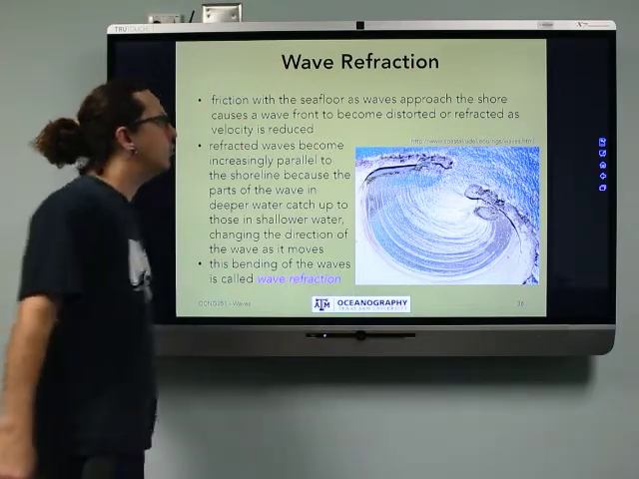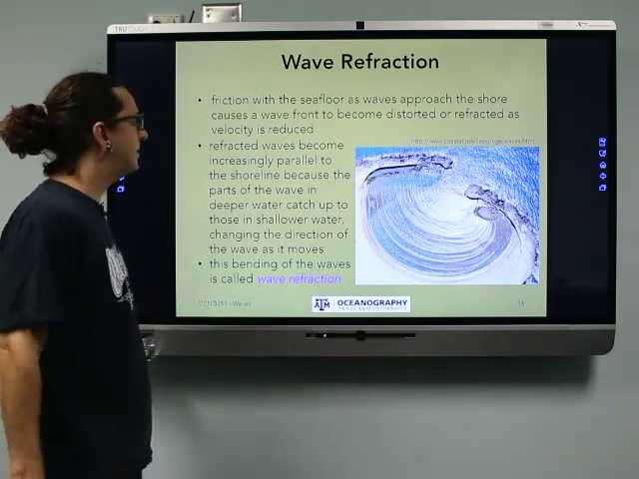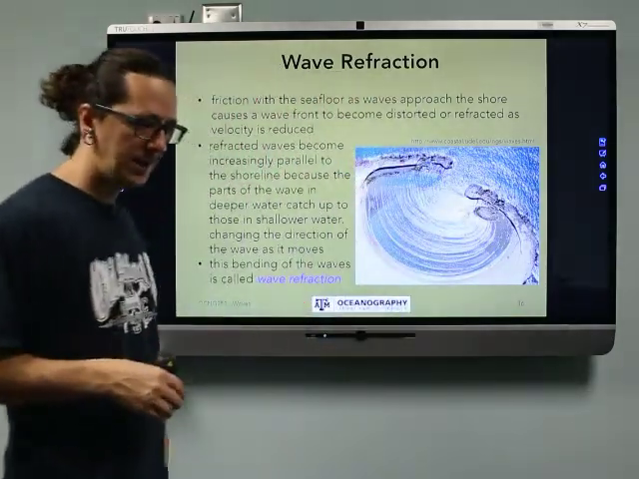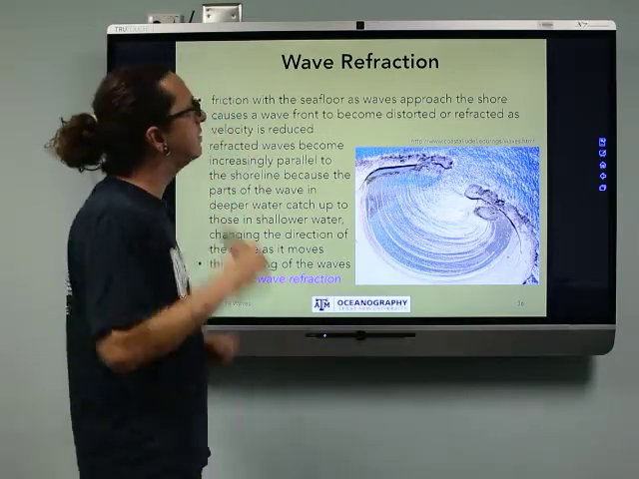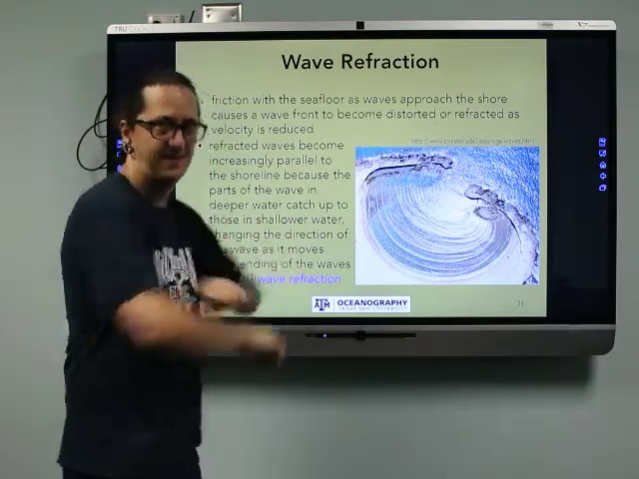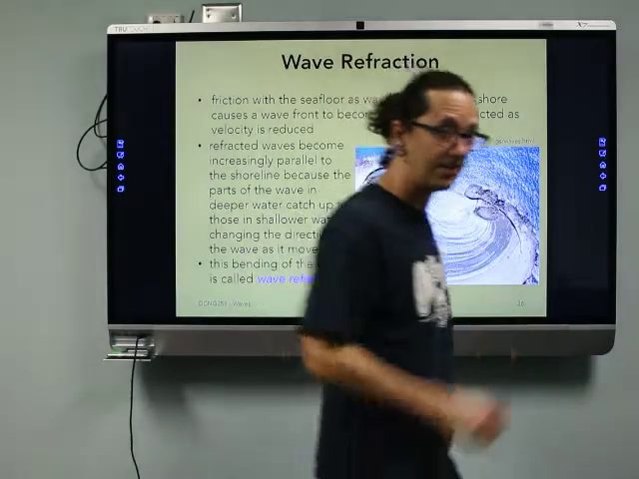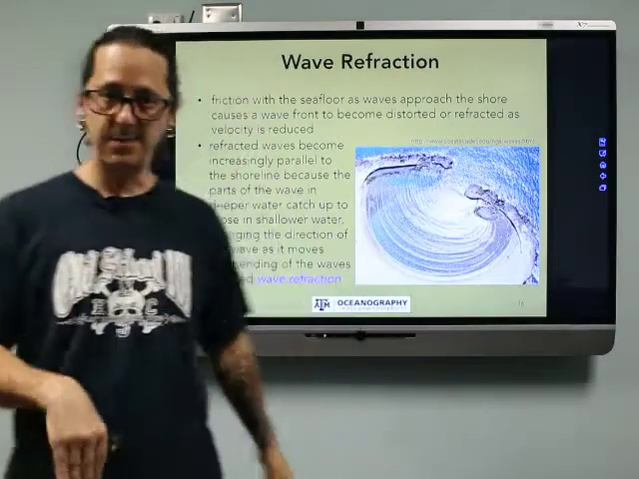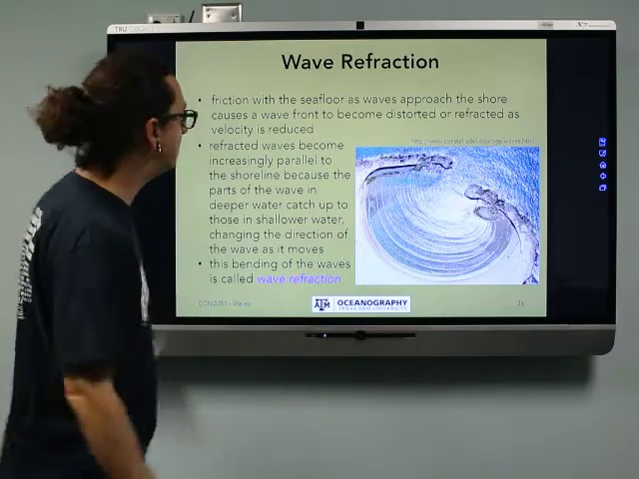So friction with the seafloor as waves approach the shore will cause a wave front to become distorted or refracted as the velocity is reduced. Remember, as that wave comes in and it starts feeling the bottom, it's going to slow down. It's like if a running back is running with the ball, and somebody tries to tackle them, the kind of tackle where they're just holding on to their feet. That's going to slow that player down. It may not knock them down initially. They could drag them. Sometimes you see that happen, right? But once you have something at the bottom of your form that's experiencing friction, that's going to slow you down.